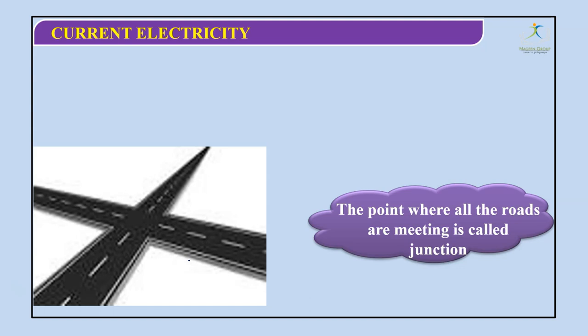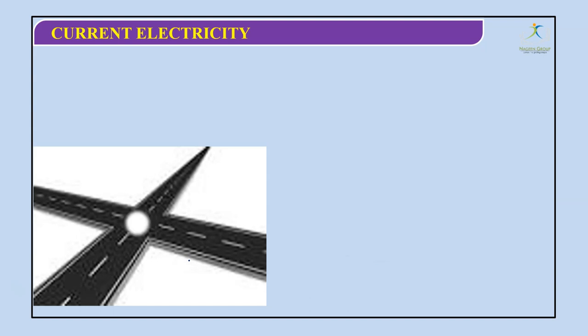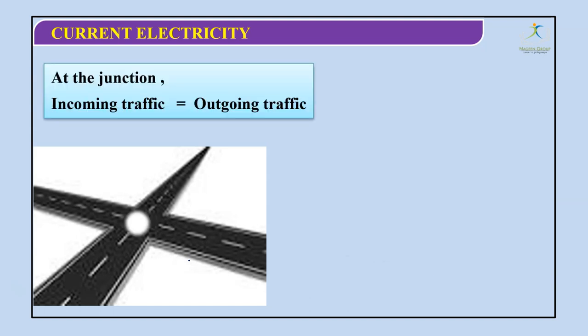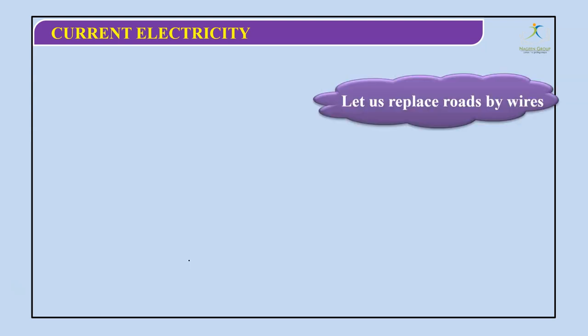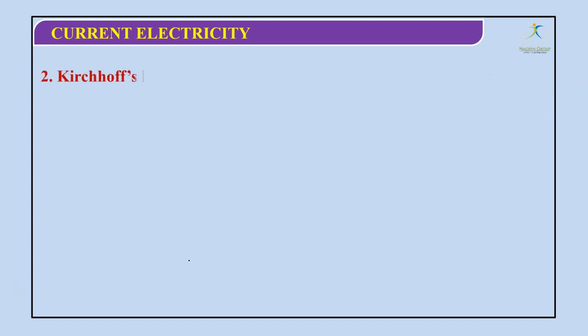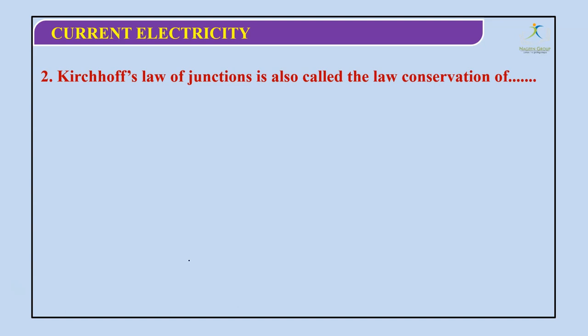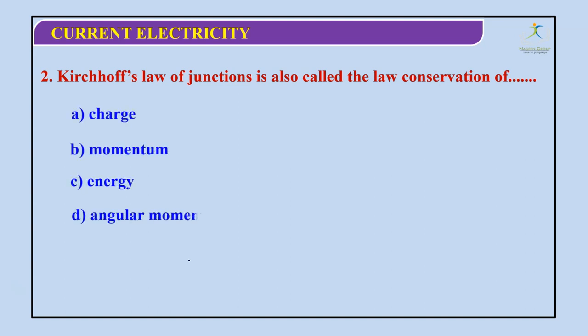The point where all the roads are meeting is called a junction. At the junction, incoming traffic is equal to outgoing traffic. Let us replace the roads by wires. Kirchhoff's law of a junction is also called the conservation of charge, momentum, energy, or angular momentum. So the correct answer for this question is charge. That means Kirchhoff's law of a junction is also called the law of conservation of charge.